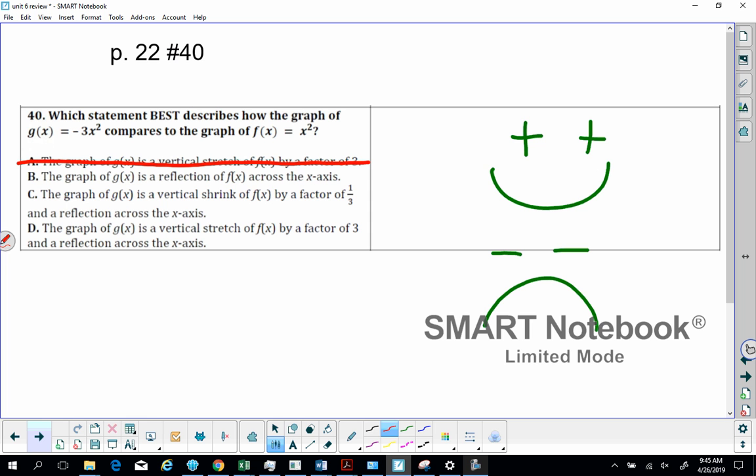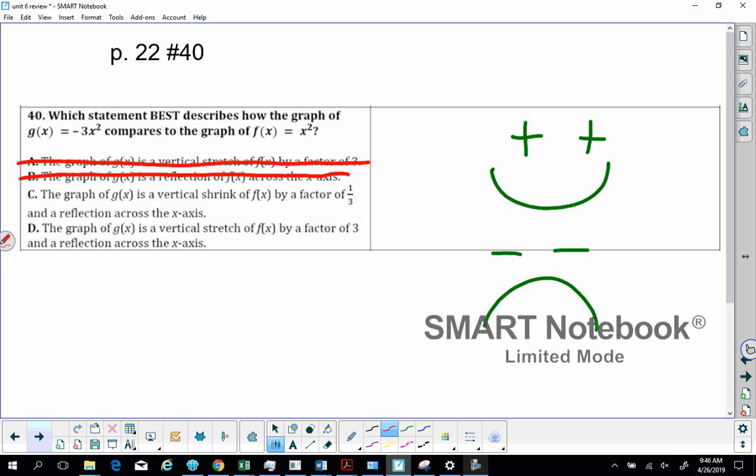Now, do we think that 3 in the front does something? Or did they just throw it in there for kicks and giggles? Or do we think it does something? It does something. So if it does something, that probably means that B is incorrect, because B only talks about the reflection.